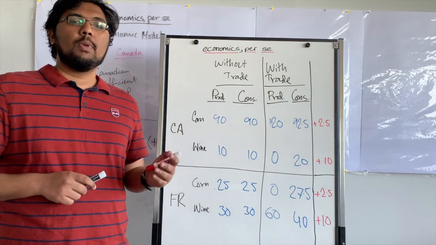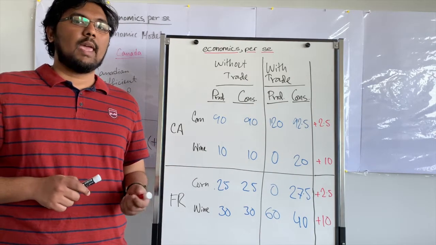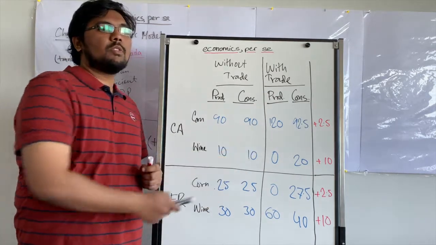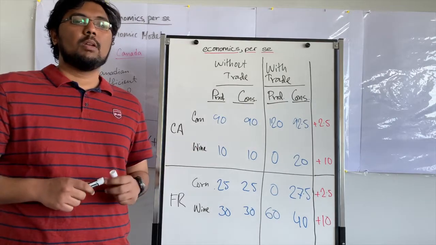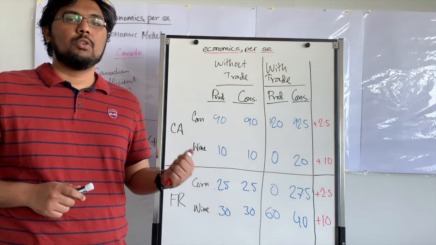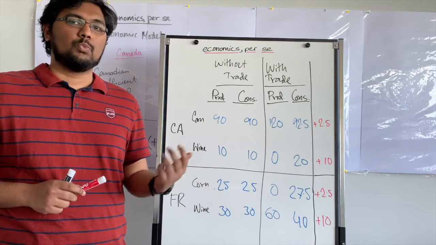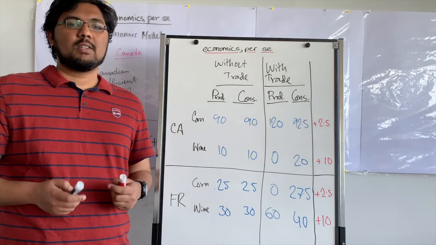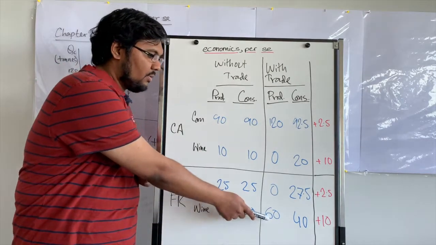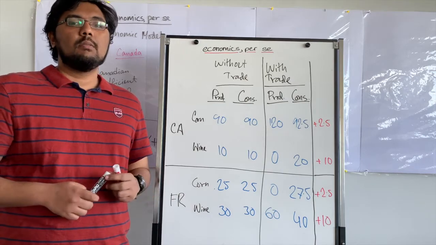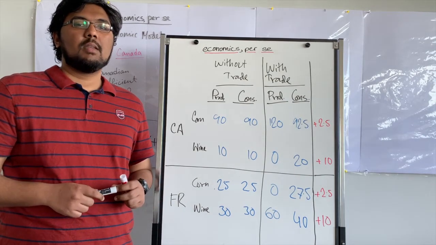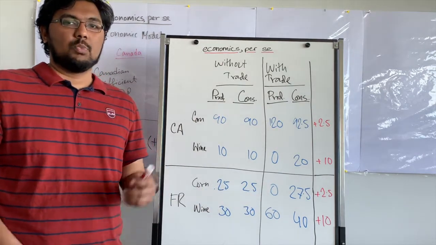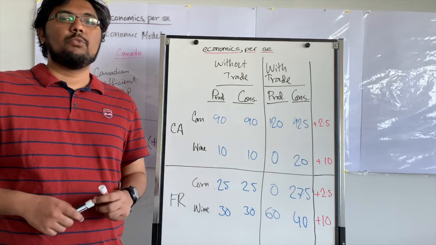But when they are opening for trade, as mentioned earlier, Canada is specializing and producing 120 units of corn. 120, because that is the maximum it can produce if it does not produce any wine, as we have seen from the graph earlier. And France is now specializing and producing 60 units of wine. Again, it is 60 because that is the maximum it can produce if it does not produce any corn, as we have also seen from the graph before.